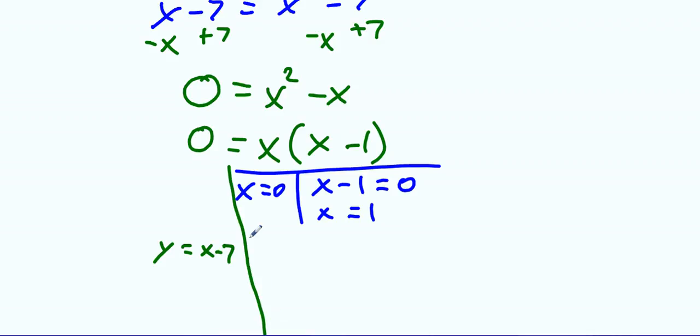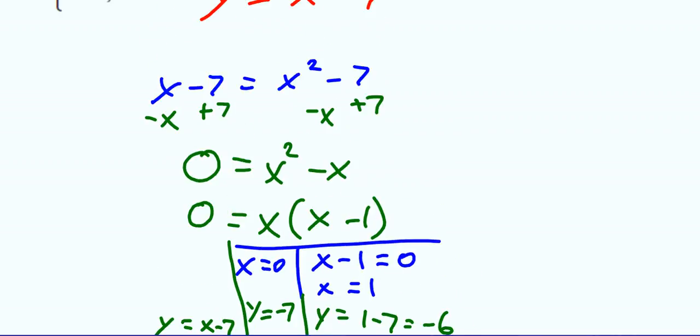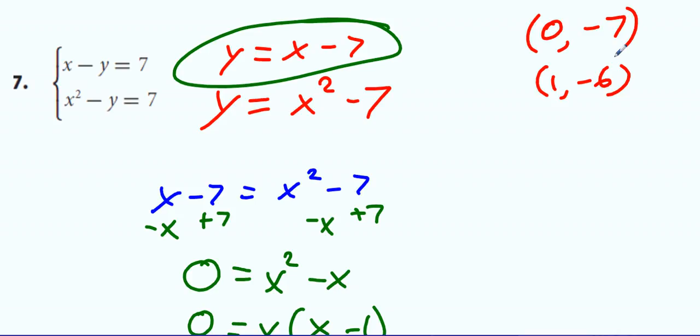So x is 0. 0 minus 7. That means y is negative 7. y is x minus 7, so that's 1 minus 7. That's negative 6. So we have our two ordered pairs, 0, negative 7, and 1, negative 6. Same as what we got from the calculator.